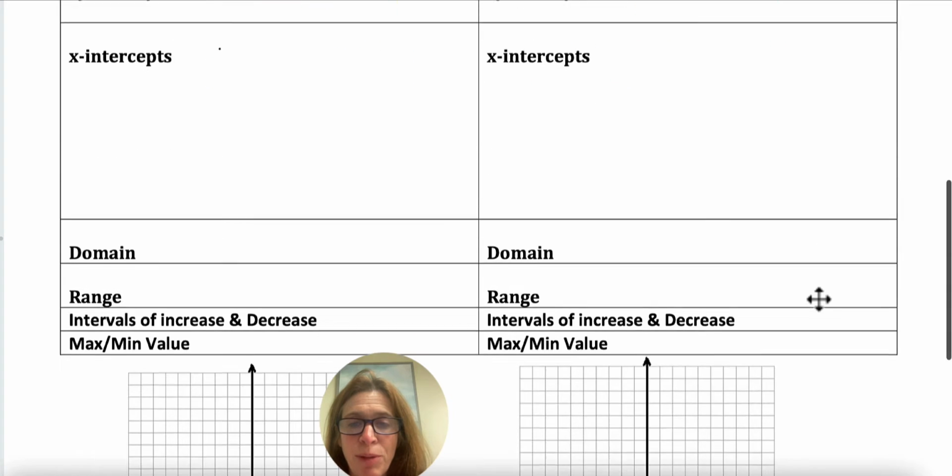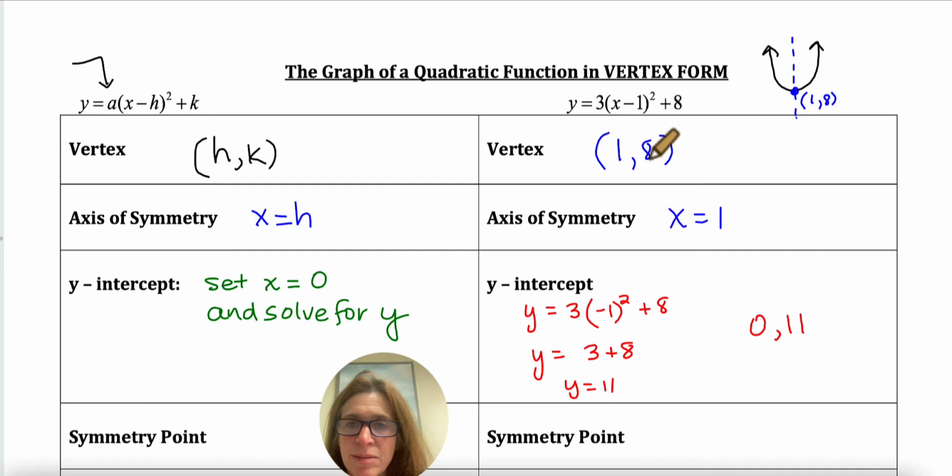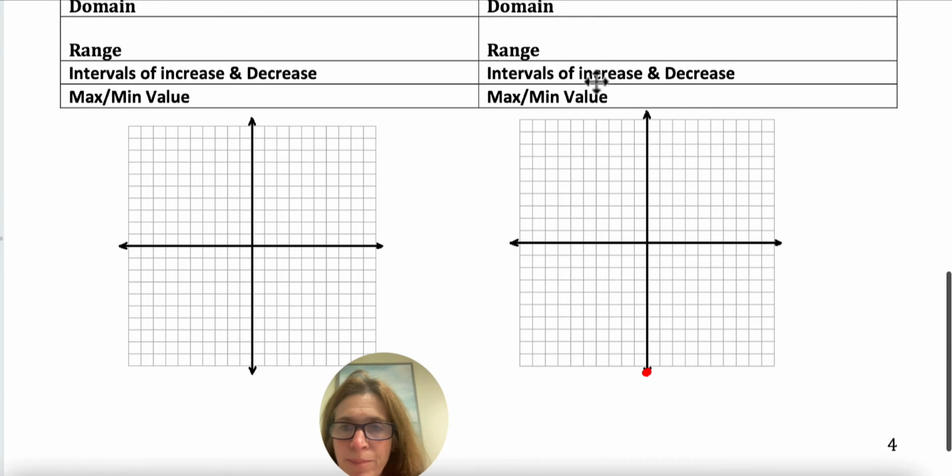Okay, I'm going to actually plot those. So I've got (0, 11), way up here. And I've got a vertex of (1, 8). 1, 2, 3, 4, 5, 6, 7, 8. Oh gosh, this terrible graph. And we've got this mirror, this line of symmetry going right down the vertex.